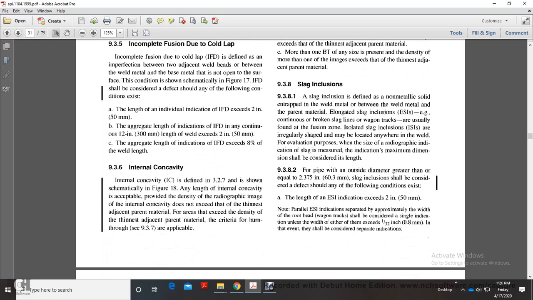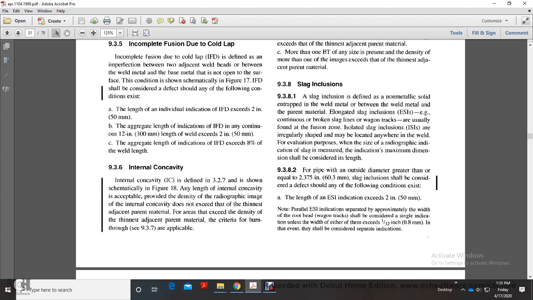938. Slag inclusions. 9381. A slag inclusion is defined as a non-metallic solid entrapped in the weld metal or between the weld metal and the parent metal. Elongated slag inclusions (ESI) are continuous or broken slag lines, or wagon tracks, usually found in the fusion zone. Isolated slag inclusions (ISI) are irregularly shaped and may be located anywhere in the weld. For evaluation of the radiographic indication, the maximum dimension of the slag is measured and should be considered as its length.